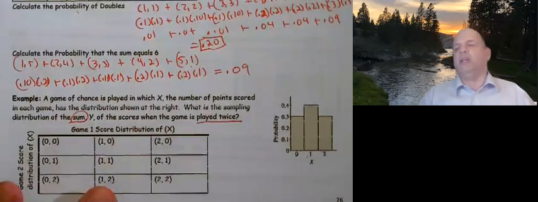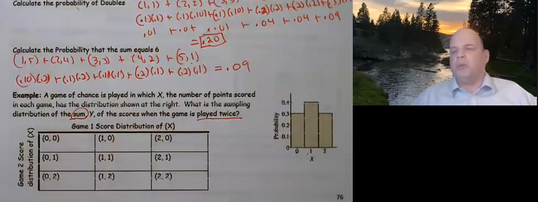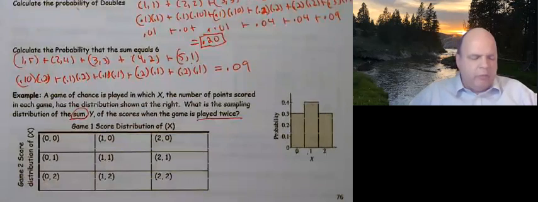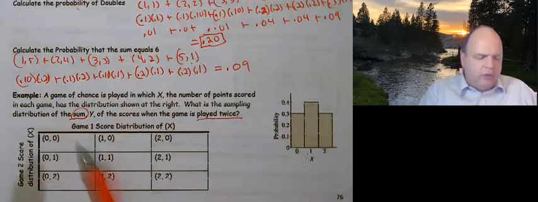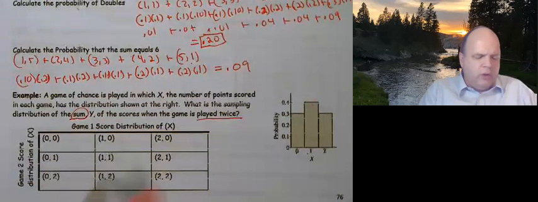As soon as they say they're playing it twice, I know I'm in trouble. I know I'm going to have to make a sample space. So I could get a 0, 0. I could get a 0, 1, or a 0, 2. I can get a 1, 0, 1, 1, 1, 2, 2, 0, 2, 1, and 2, 2.